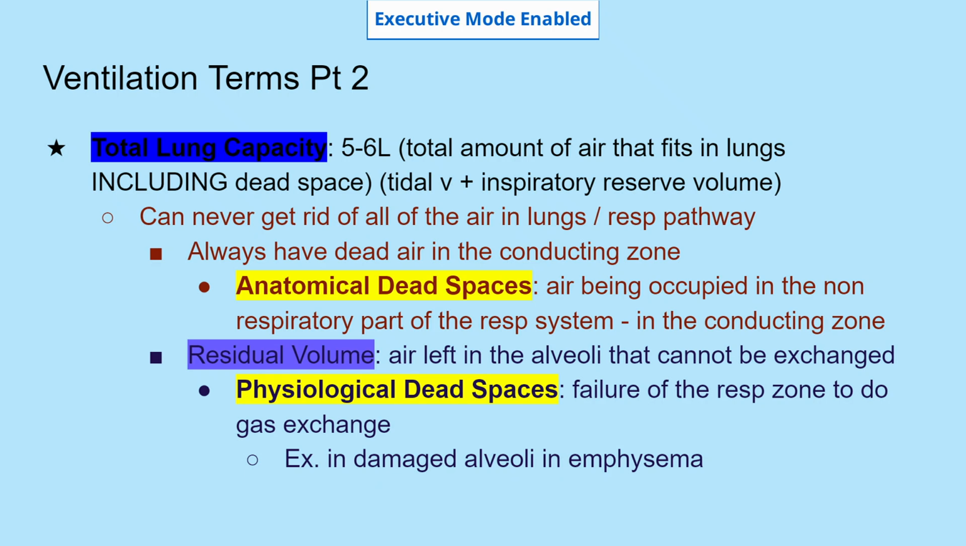And you can never get rid of all the air in the lungs. You always have to have some dead space or dead air in the conducting zone. Anatomical dead space describes air occupying the non-respiratory part of the respiratory system. So air that's just kind of chilling in the trachea, for example. There's always air there, but it's not doing gas exchange, so it's known as anatomical dead space. And then residual volume is the air left in the alveoli that cannot be exchanged.